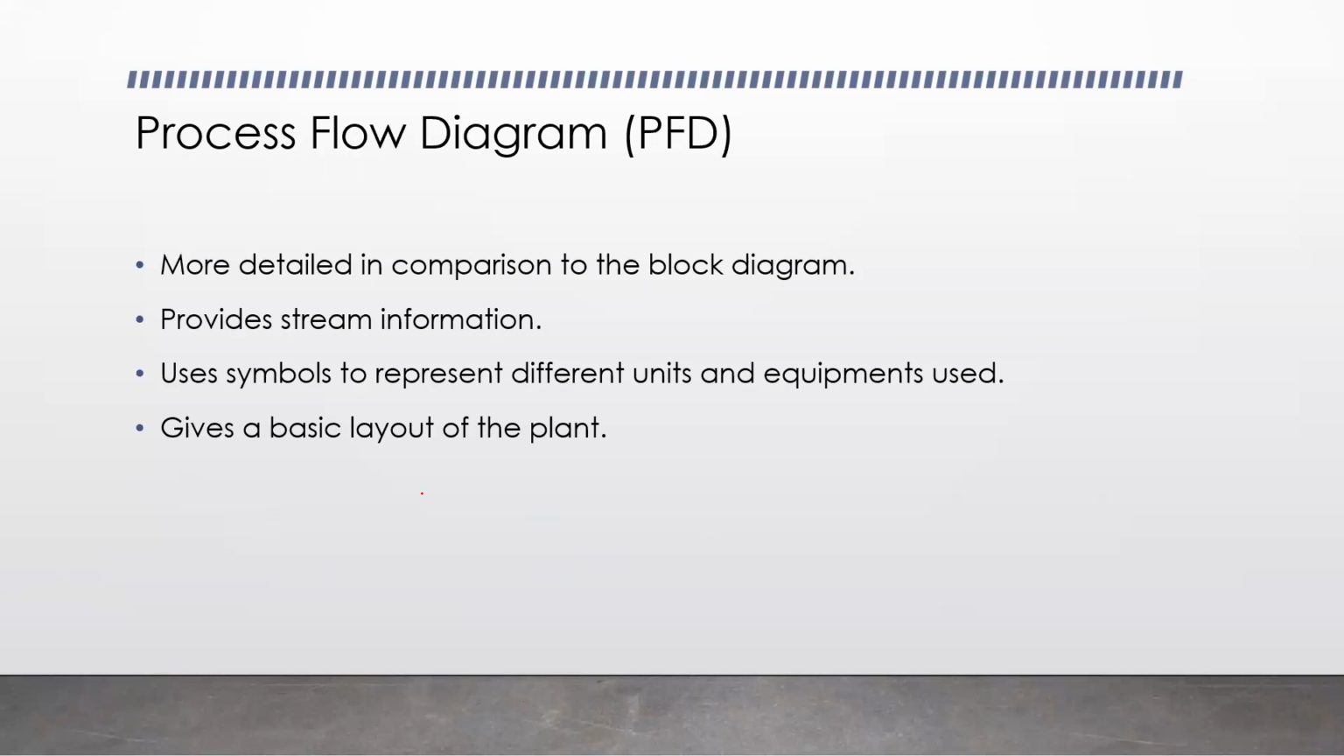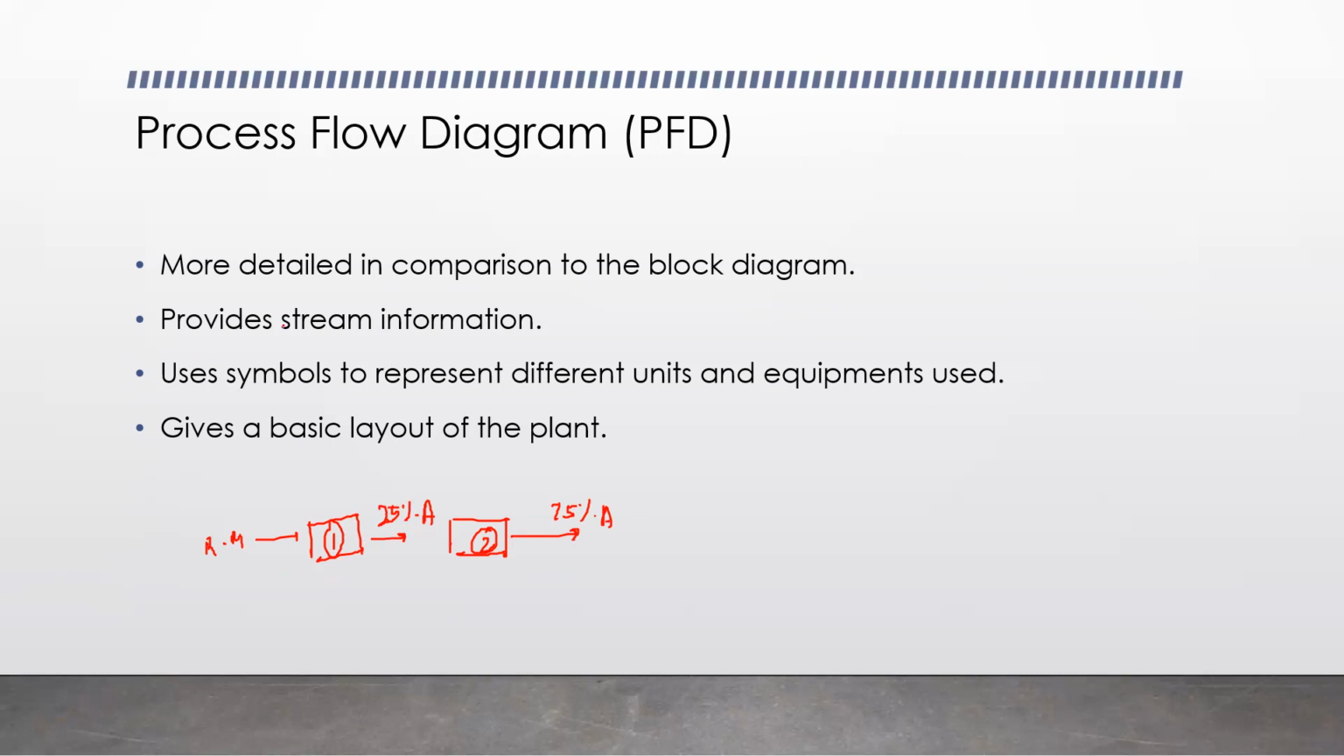Then we come to a process flow diagram. So when we talk about a process flow diagram, it gives us a more detailed view in comparison to the block diagram. All right. So it gives us stream information, that is, what is the composition. Let's say I have raw material, and this is the block diagram. So from raw material, I'm sending it into 1. That gives me, let's say, 25% A. Then that is going into unit operation number 2. That gives me 75% A. So all this information is covered in a process flow diagram.